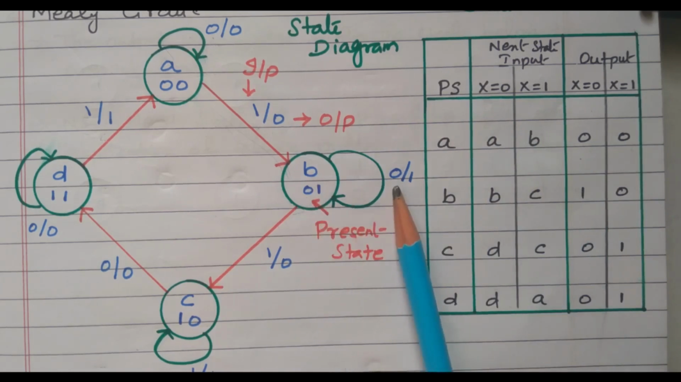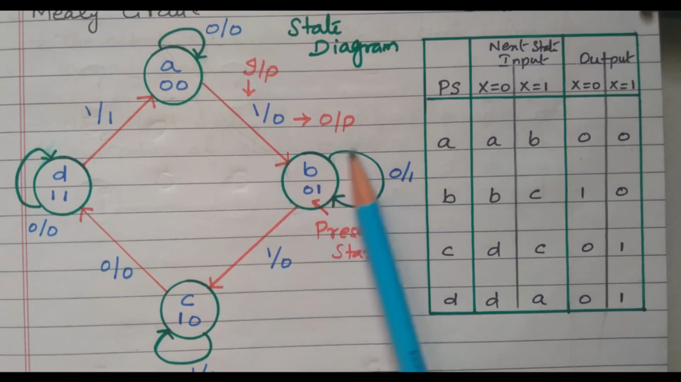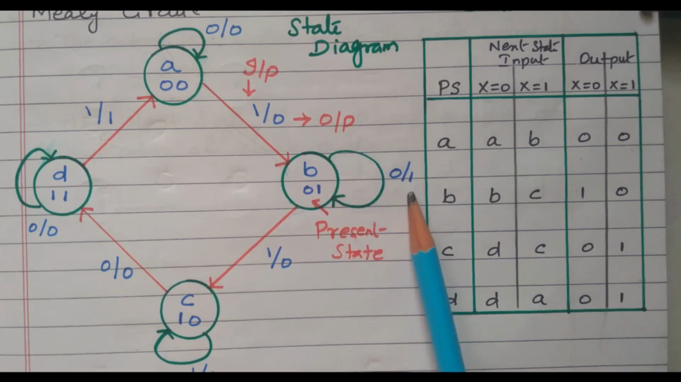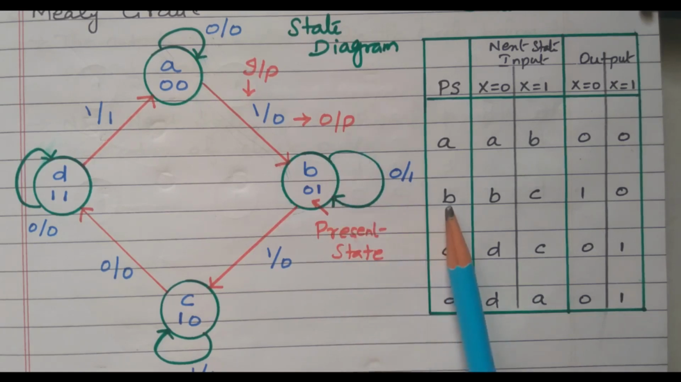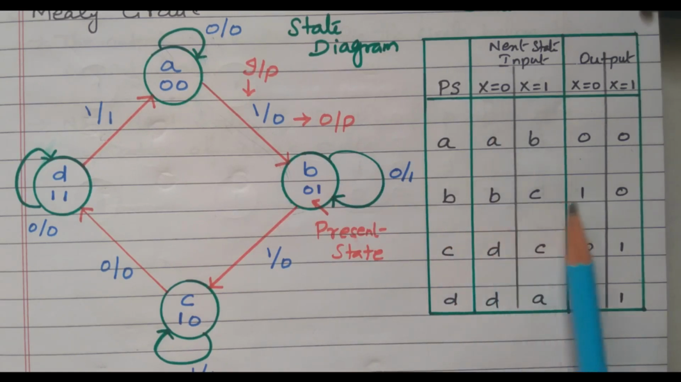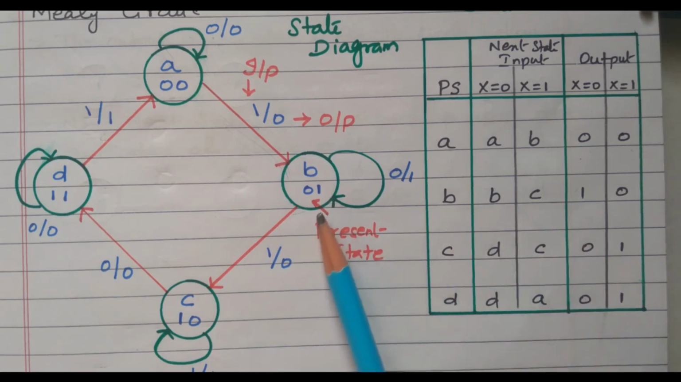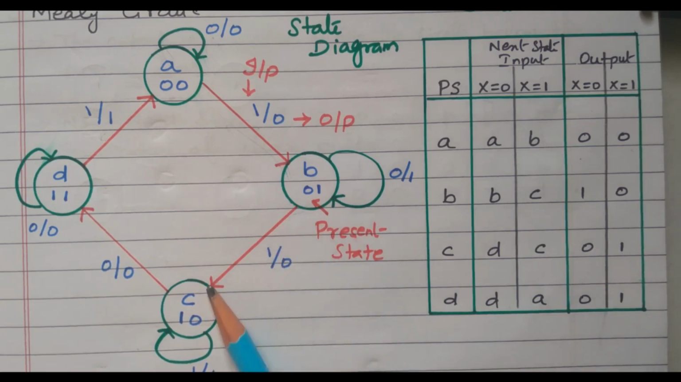For that, if x equal to 0, B goes to B itself, and the output is 1. Right? For B, x equal to 0 means it goes to B alone, and the output is 1. Suppose the input is 1, x equal to 1, it goes to C. Right?